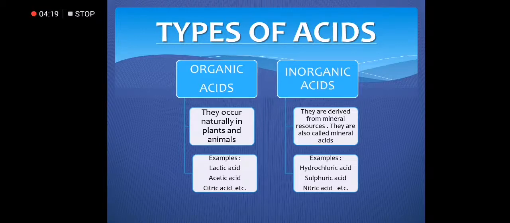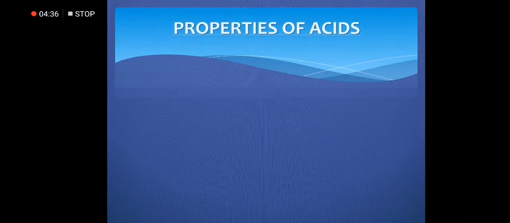Inorganic acids are derived from mineral resources. They are artificially prepared and are also called mineral acids. Some examples are hydrochloric acid, sulfuric acid, and nitric acid. Let us discuss the properties of acids.